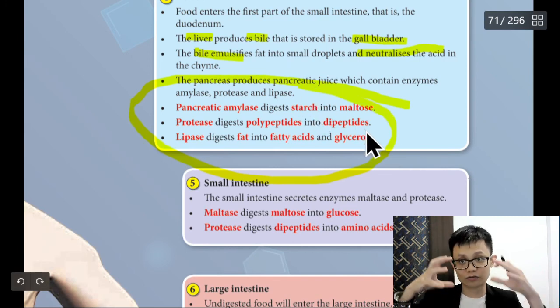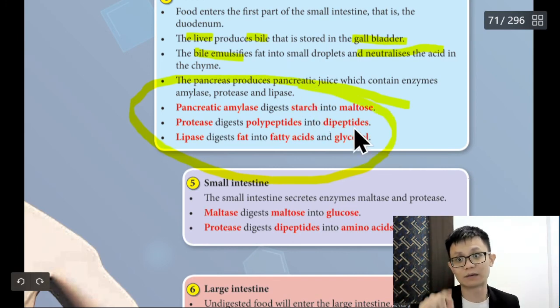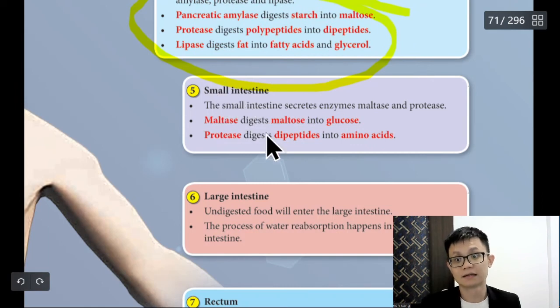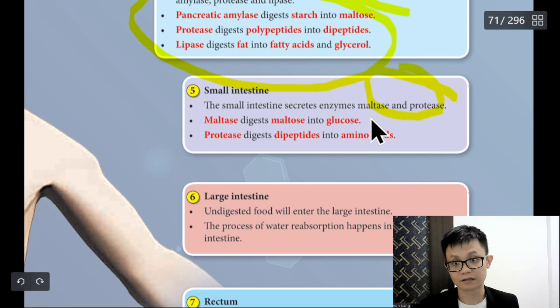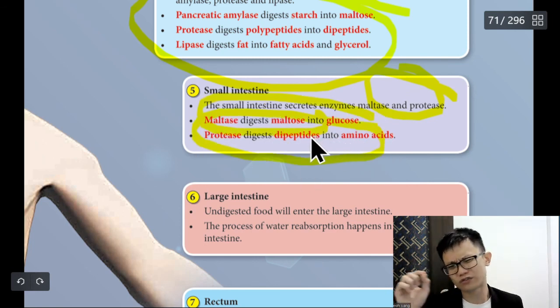It's easier to just draw the arrow, don't memorize like this. Correct or not? Memorizing like this is hard. If you remember the arrow it's easier to memorize. Small intestine again, maltase, maltose and then to glucose, and protease. Okay, protease. Again, don't memorize like this. Just draw on your textbook and it's easier to memorize.